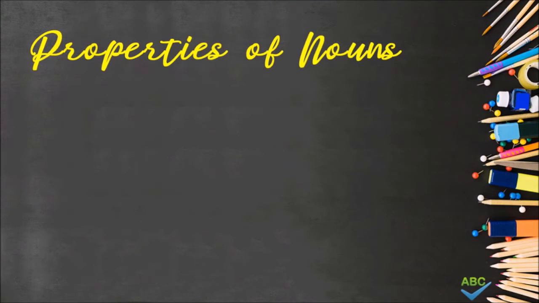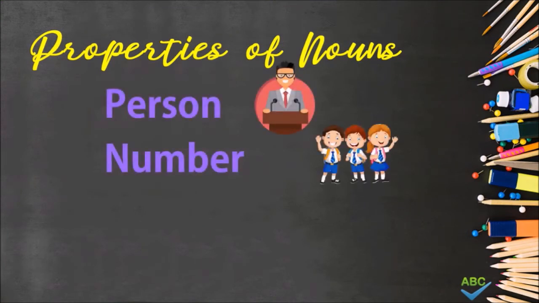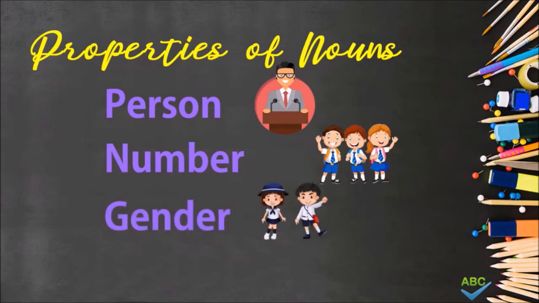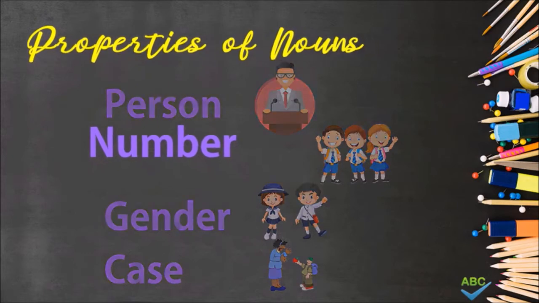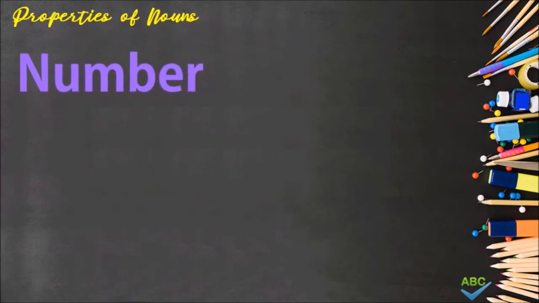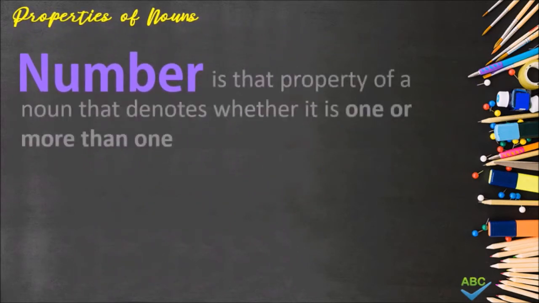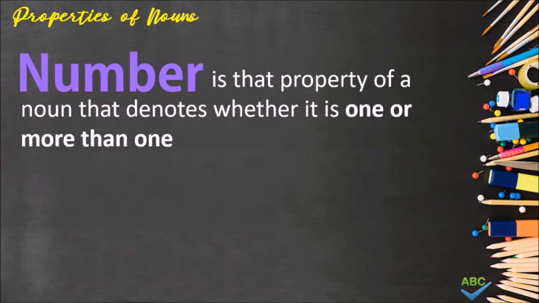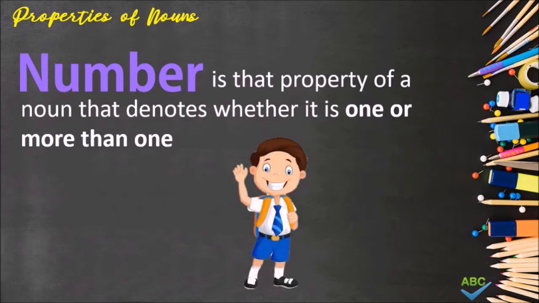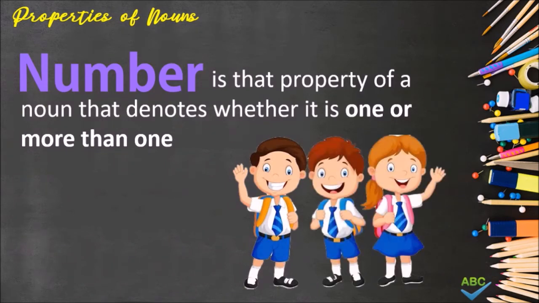There are four properties of nouns: person, number, gender, and case. Let us discuss the number. Number is that property of a noun that denotes whether it is one or more than one.